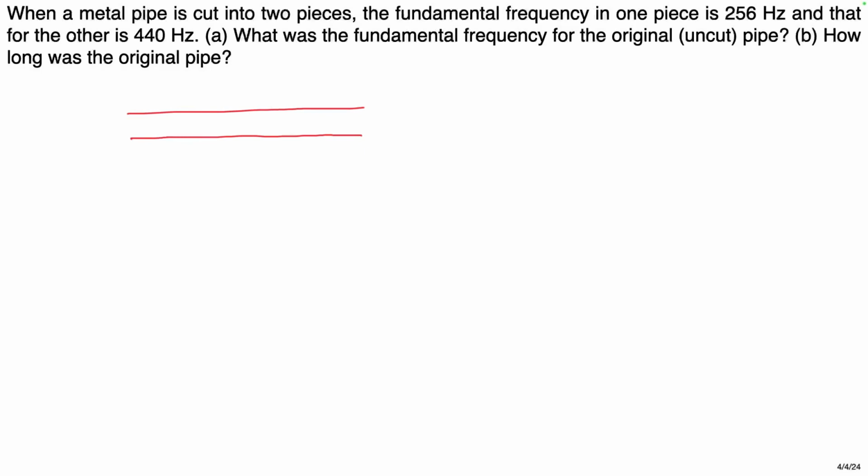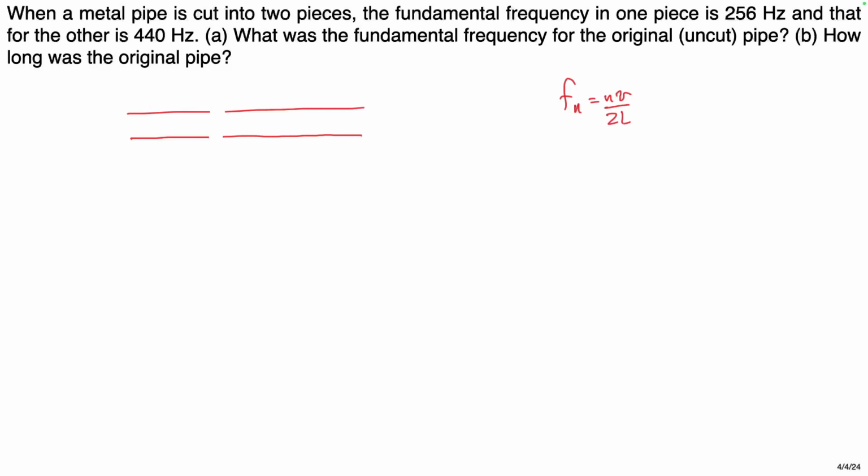So there's my metal pipe, okay? They don't tell me if it's closed at one end or not, so I'll just go ahead and assume that it's not, right? And then I come along and I cut it into two pieces. I'm just picking a spot. They don't tell me it's in half or anything, right? In fact, I know that it's different lengths because one of those frequencies is 256 and the other one is 440. So one of those two things, right? And so the different frequencies correspond to different lengths, right? Because frequency and length are related to each other.